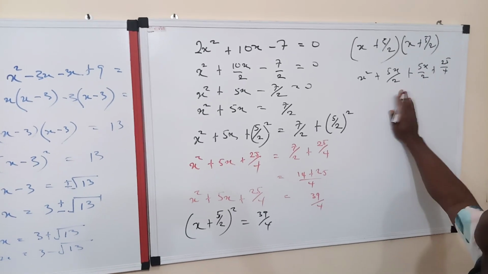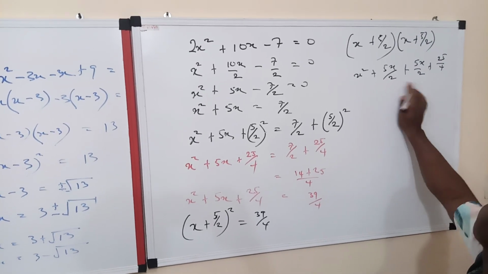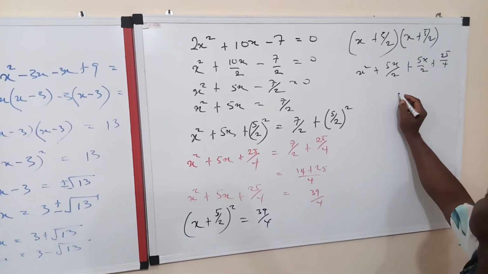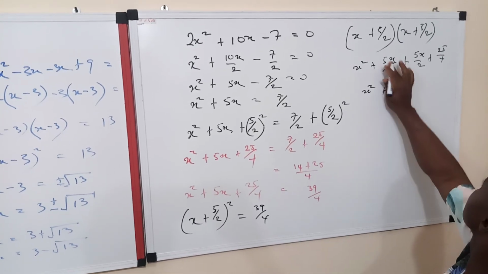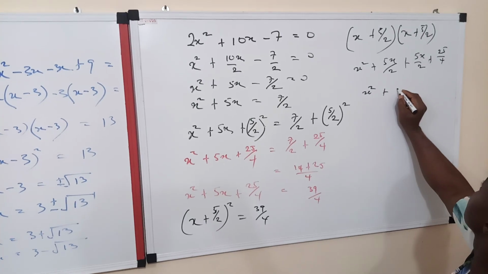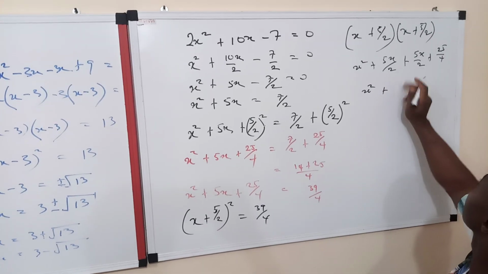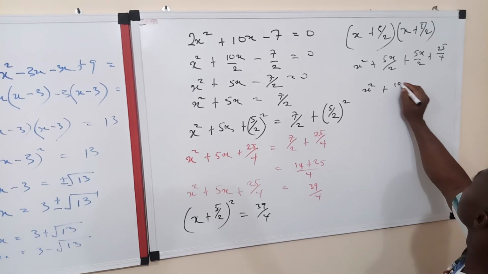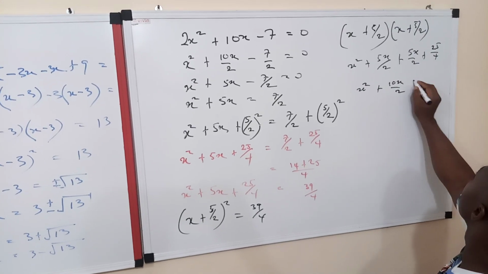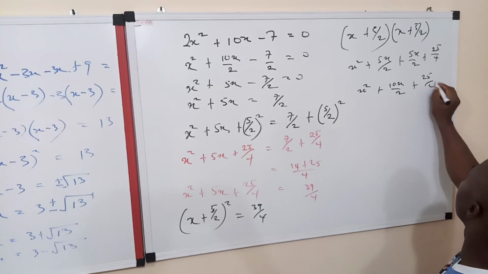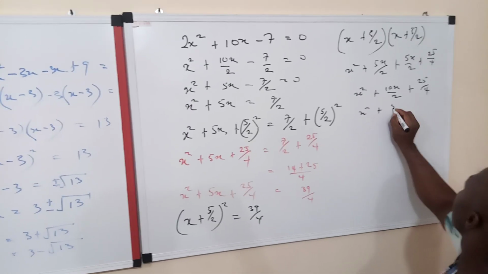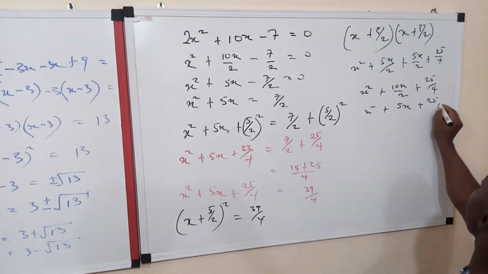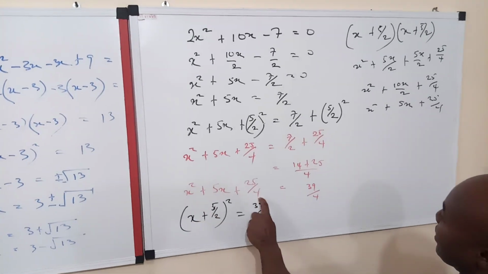Now, if you collect these terms, the LCMs are the same, so the bases are the same. So x squared, plus this gives you this plus this gives you, you've got the like terms. It gives you 10x/2 plus 25/4. Now, if you simplify this further, you are going to have x squared plus 5x plus 25/4. So you can see that it's still the same thing.